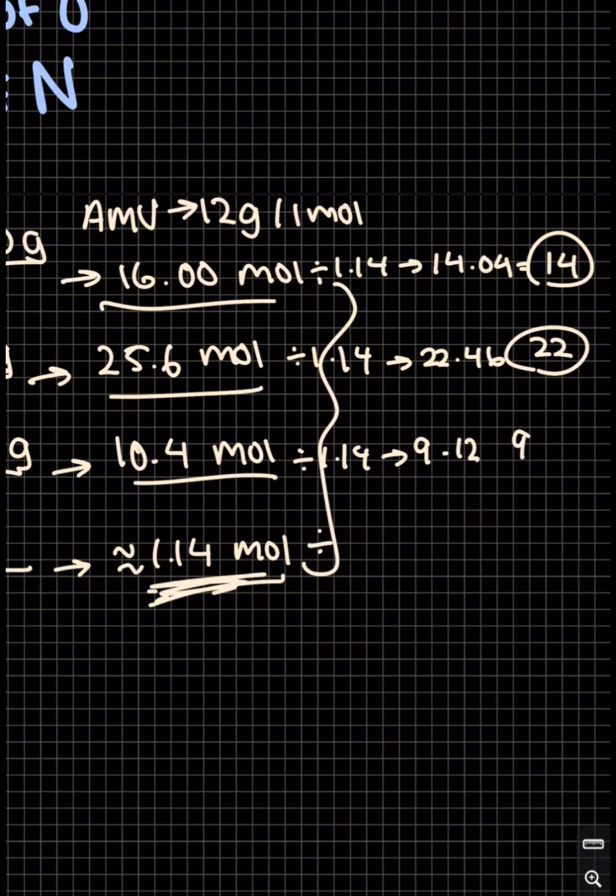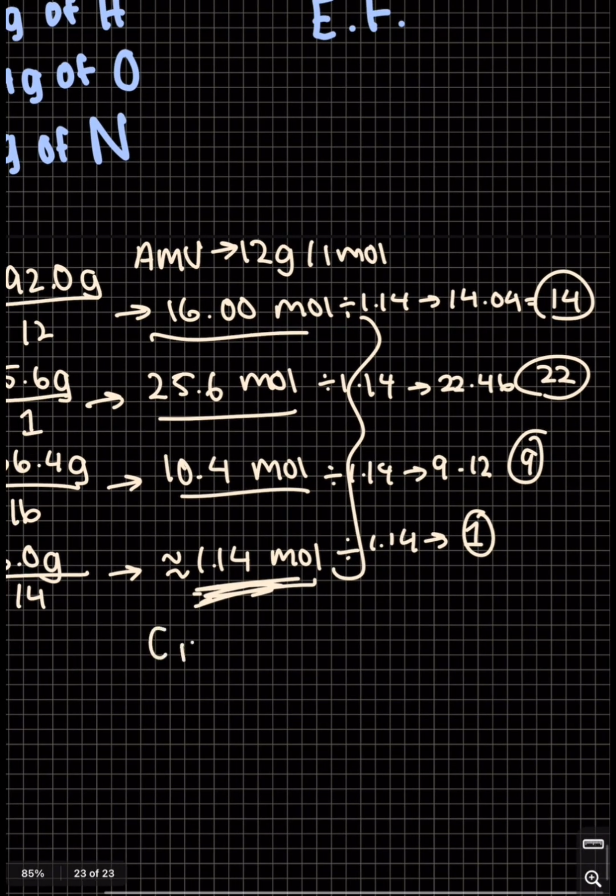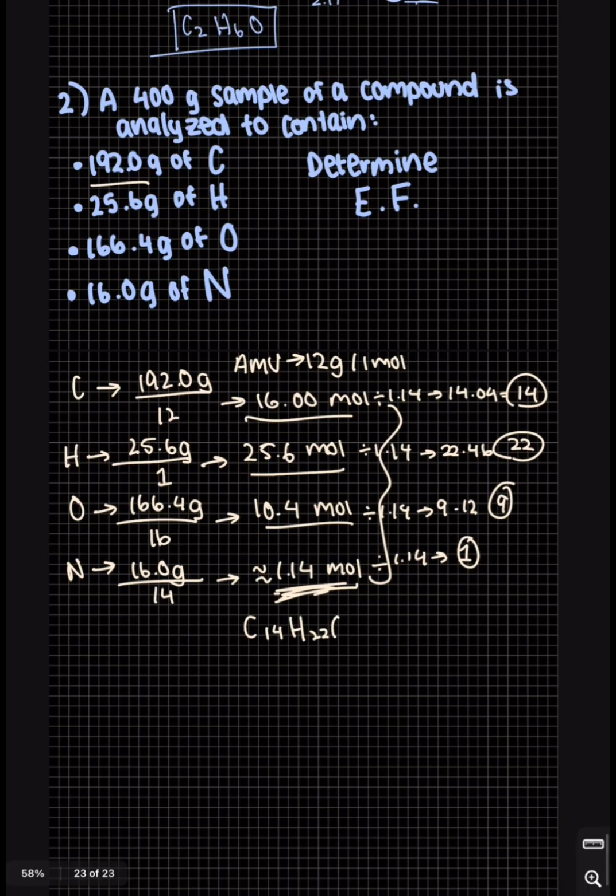And then 1.14 divided by 1.14 is just 1, which means that it has a subscript of 1, meaning that the final empirical formula for this is C14H22O9N.